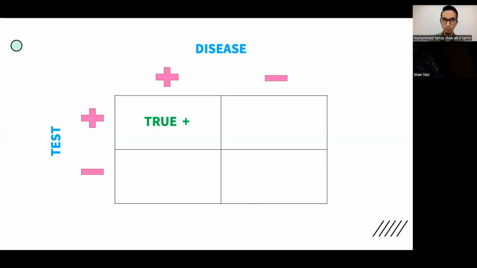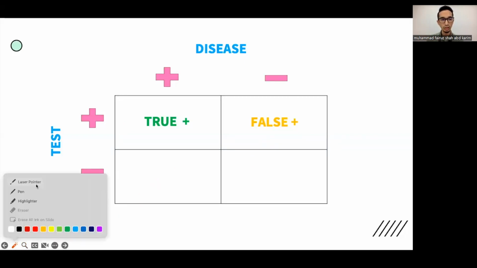What happens if the test shows a positive result, you do some kind of test and the test is positive, but in real life, you don't have the disease, you don't have the cancer? It is actually called a false positive. The test gives you a positive result, but in real life, you don't have the disease. So that is called a false positive test, right?